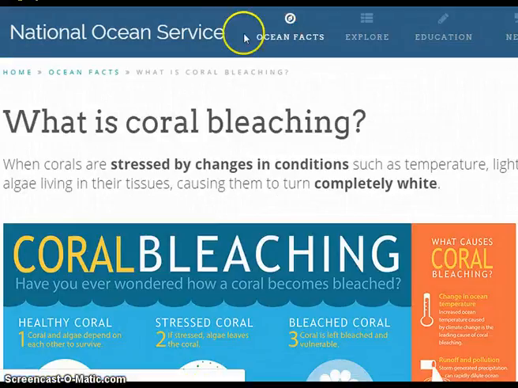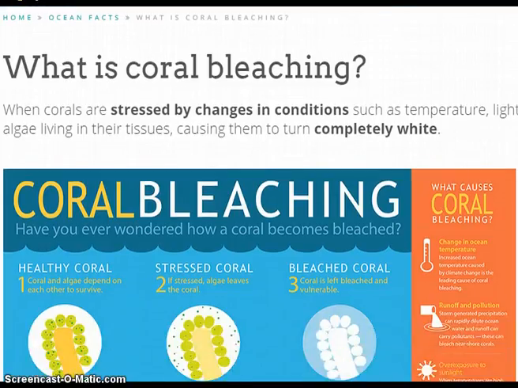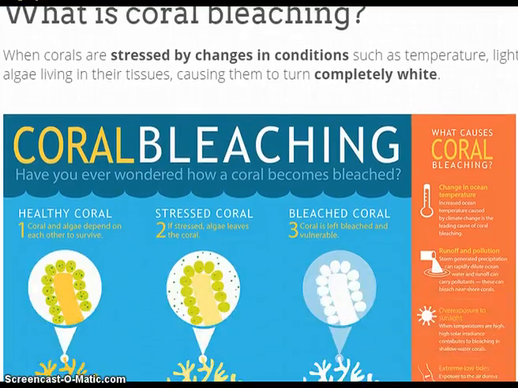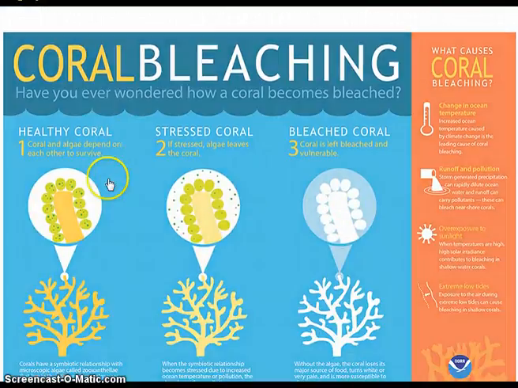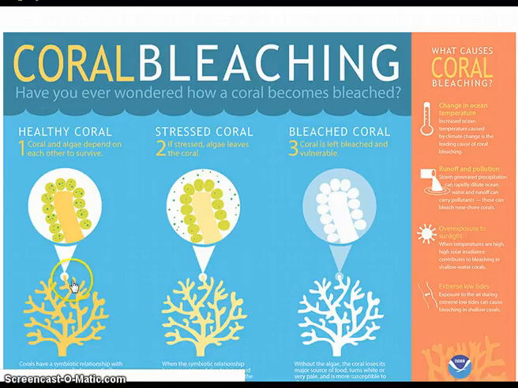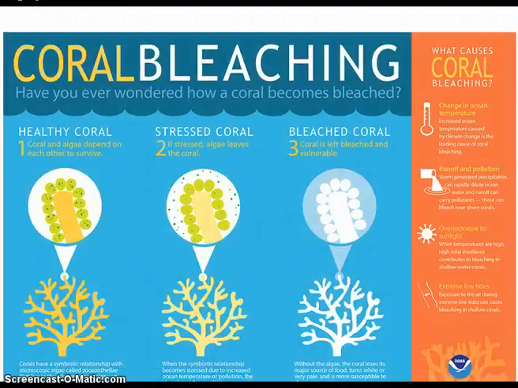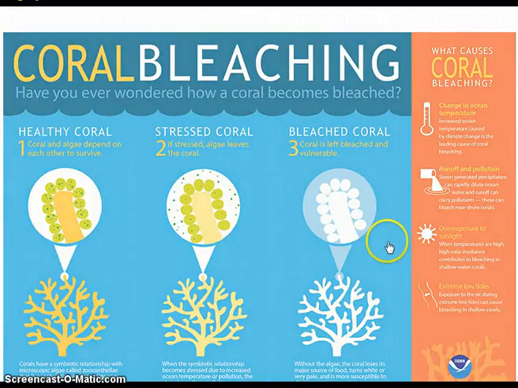If you go to NOAA, the National Oceanic and Atmospheric Administration, they have the National Ocean Service, where you can learn about coral bleaching. So normally, coral is healthy, it has what are called zooxanthellae. They have a symbiotic mutualism where they work together, and the zooxanthellae are these algae, and they are healthy. But if the coral gets stressed, the algae leaves and then the coral turns white.